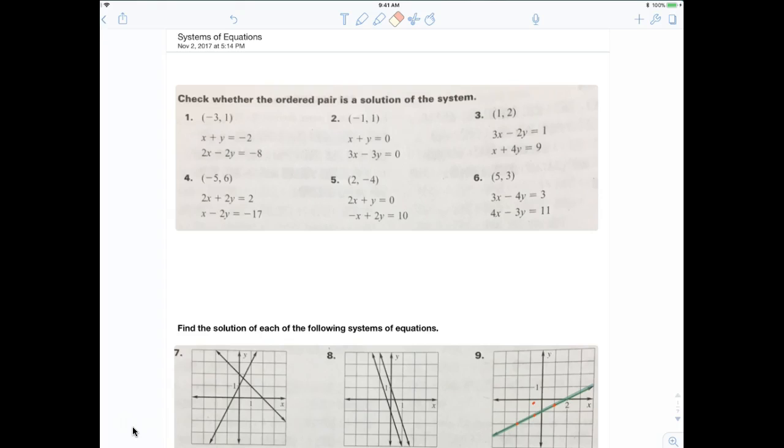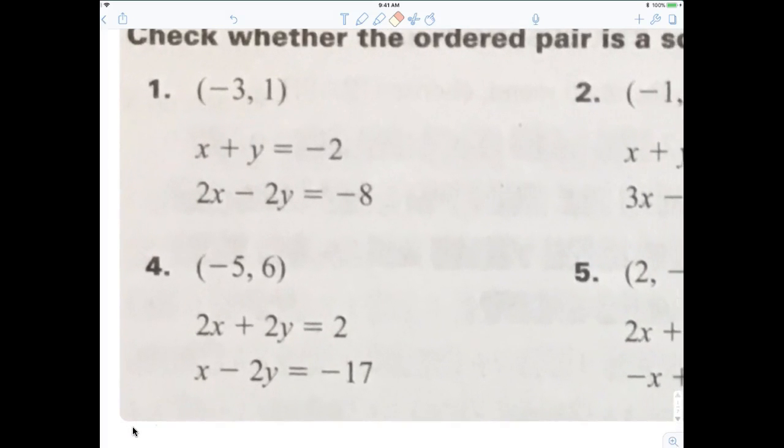All right. So today we are going to solve what's referred to as systems of equations. Basically what that means is you're going to have two graphs, and all you're doing is finding where the graphs intersect. That is called the solution. Now, the first part here is to determine whether the solution that they give you is actually a solution. If it is a solution, it will work for both equations.